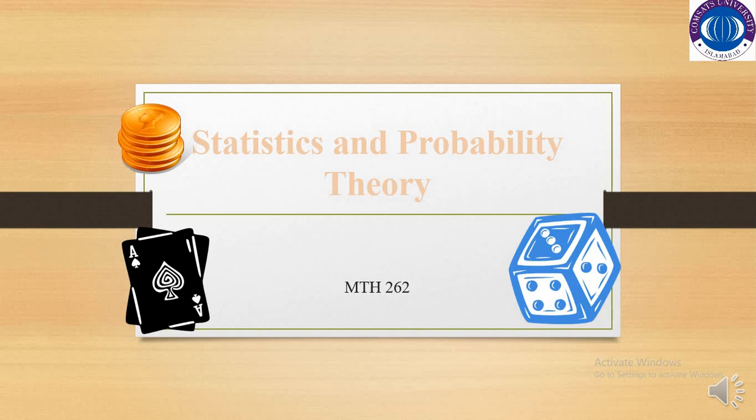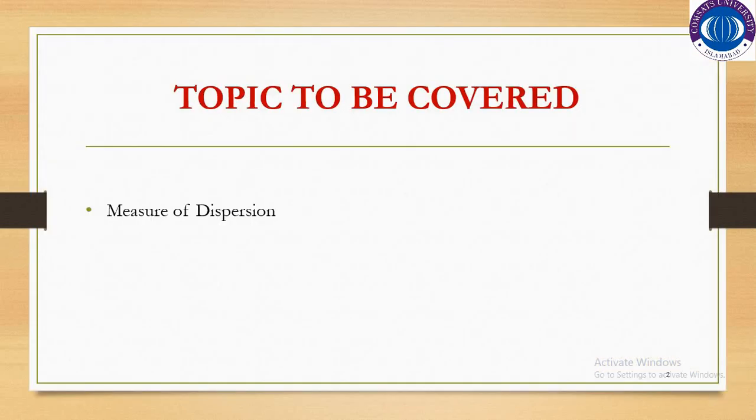Bismillahirrahmanirrahim. So this is the second part of the 7th lecture of statistics and probability theory. We will continue with the topic measure of dispersion. As we have already discussed, there are two types of measure of dispersion, relative measure of dispersion and absolute measure of dispersion. Up till now we have discussed how to find out range, mean deviation, quartile deviation, and their relative measures as well.